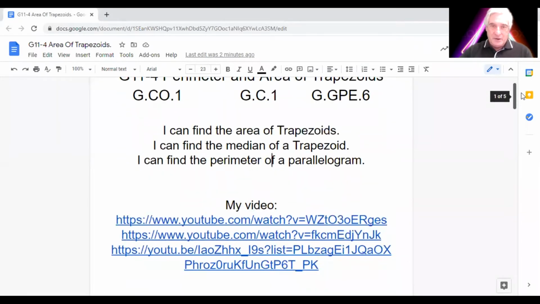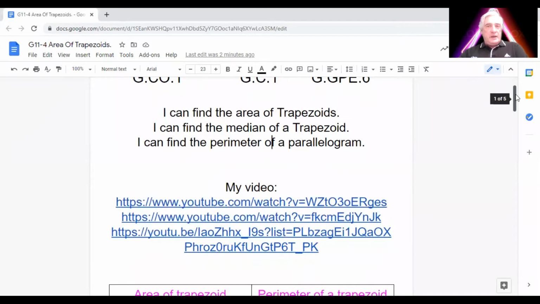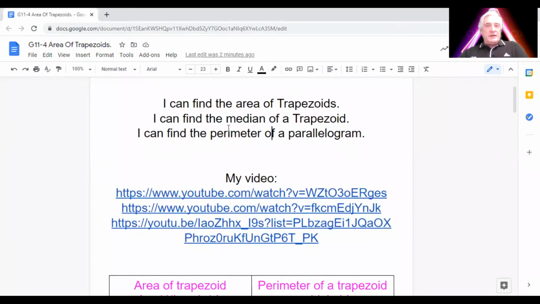first few letters. This is the perimeter and area of trapezoids. CO.1, G.C.1, and GPE.6. I can find the area of a trapezoid, I can find the median of a trapezoid, and I can find the perimeter of a parallelogram and compare it to a trapezoid.